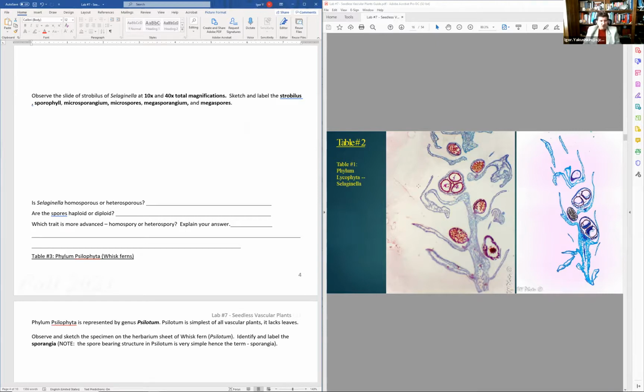Which trait is more advanced, homosporosity or heterosporosity? Well, I will tell you heterosporosity is more advanced. And we need to explain the answer. Well, because I said so. No, that's not a good explanation. Think about it. Megaspores will grow, it's larger, it has more nutrients essentially. It will grow into a female organism, the one which will produce eggs. So nature is literally taking care of the females. They are more important in the reproductive cycle. I'm not trying to put down guys whatsoever. No, it's just from the reproductive point of view. The females, the guys are donors.